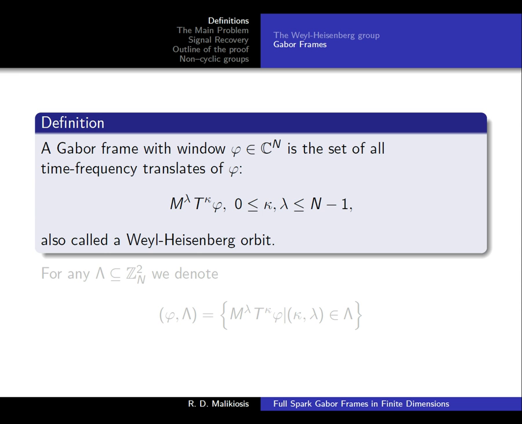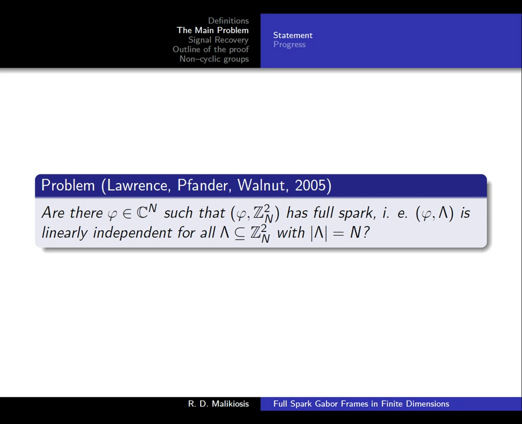We can also take subsets. Usually we'll take subsets of n elements and ask whether these are linearly dependent. So phi_Lambda is just the time-frequency translates for which the pair (k, l) belongs to this set Lambda. The question that I will answer in this talk is whether there are windows phi such that the Gabor frame generated by this window has full spark, meaning that every subset of n vectors is linearly independent. It's a basis for our space. Of course, it doesn't make sense to ask whether all of them are linearly independent. They are not.